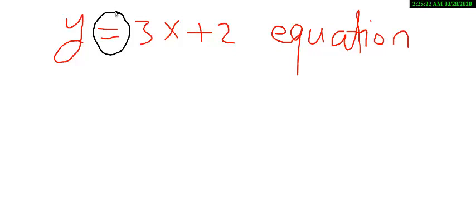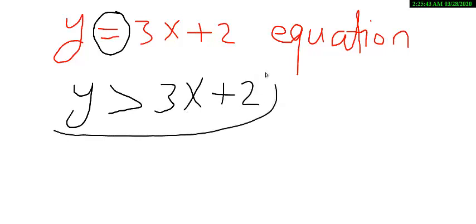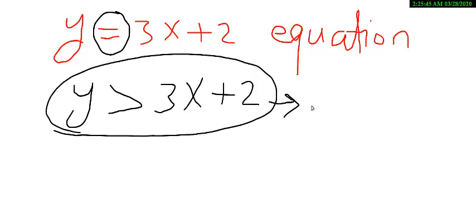But today inshallah we are going to talk about the inequality. As we said, the definition of the inequality is two algebraic expressions not equal. So if I replace this equal sign by any inequality sign, for example, y is greater than 3x plus 2, this will be an inequality, not an equation. So we got the difference between the definition of both of them.